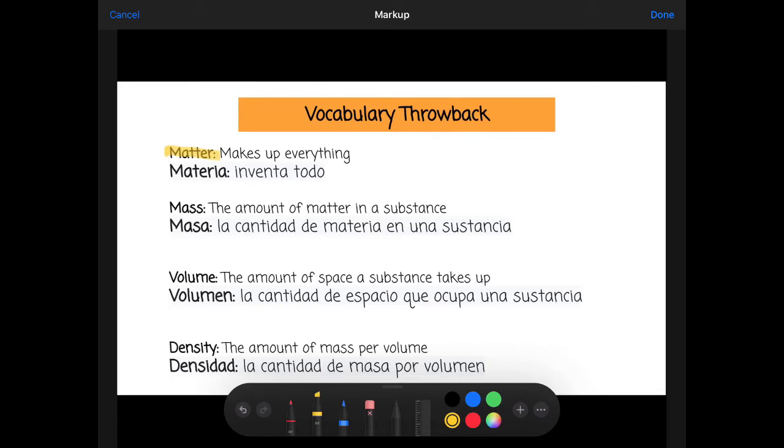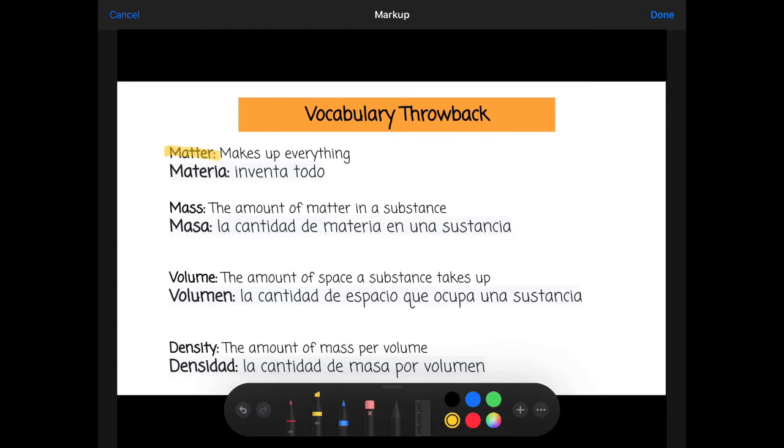All right, so let's start with matter. Now we know matter makes up everything. Everything is matter. You're matter. I matter. Your dog is matter. That couch that you're probably sitting on is also made of matter. So in Spanish, materia inventa todo.